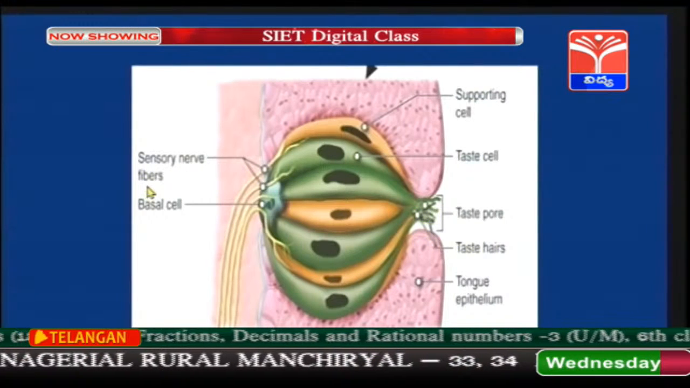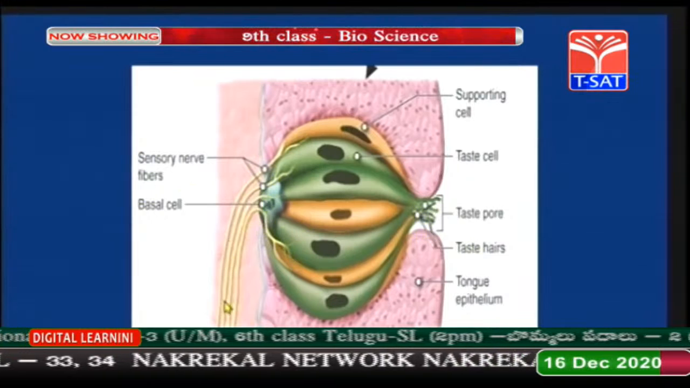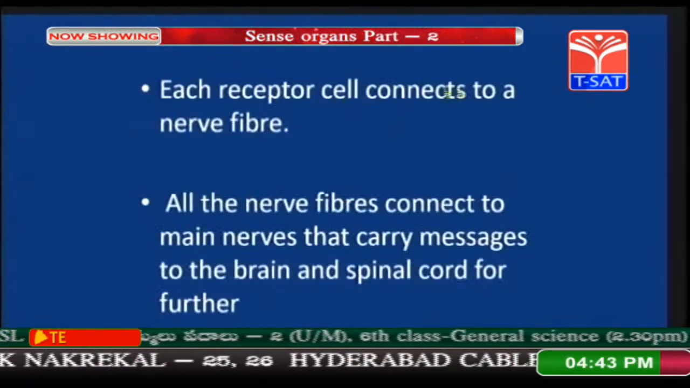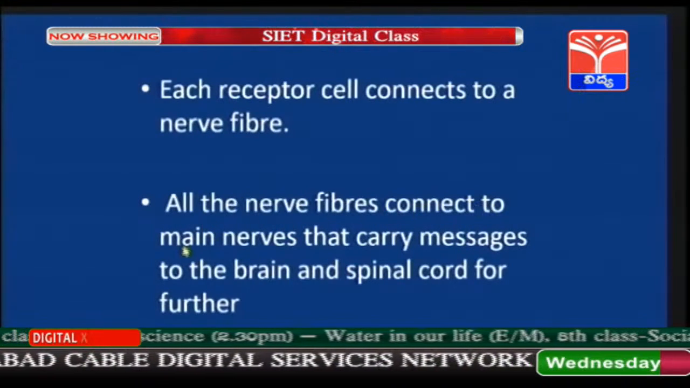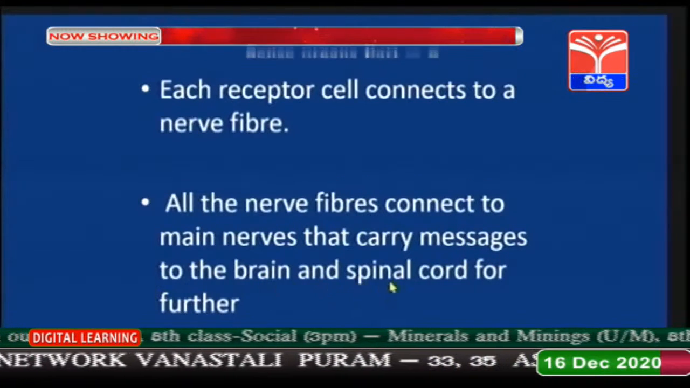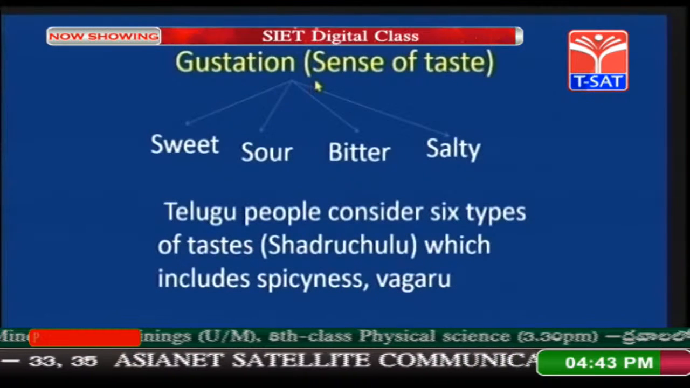So this is the sensory nerve fiber. So all the information is carried to the brain through the sensory nerve. Each receptor cell connects to a nerve fiber. All the nerve fibers connect to the main nerves that carry messages to the brain and the spinal cord for further processing. Now gustation, sense of taste.